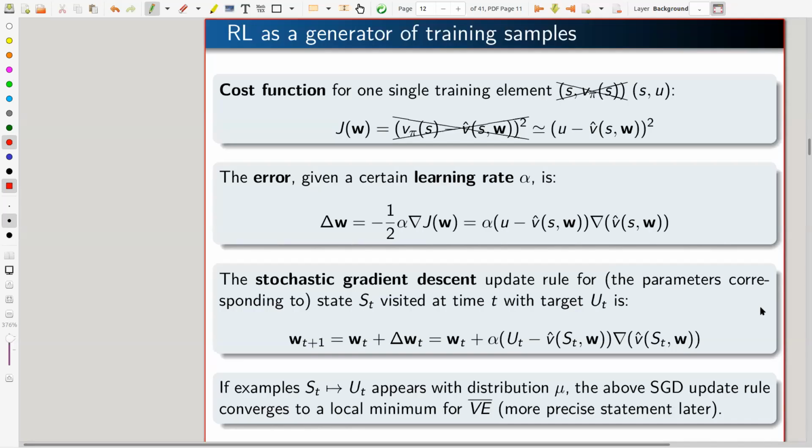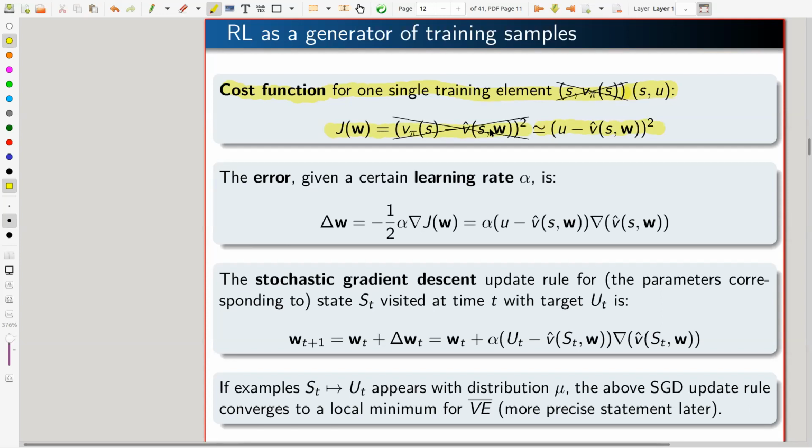So let's go back to the slide. And this takes us to this cost function, the first block, where I write that the cost function for one single training element should be this one, okay? But since we don't have the true value of the state, our training element is this one. The single cost function should be this, but we can't use this because we don't have the true value. So we use this surrogate cost function instead. And then the error needed for the gradient descent is just the gradient of this cost function.